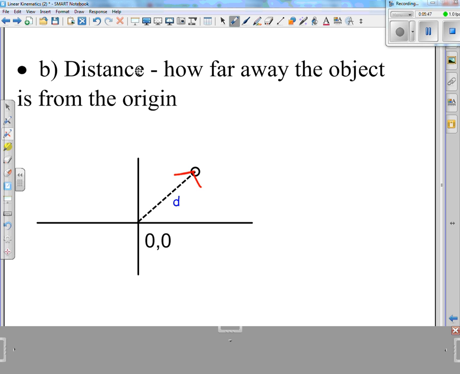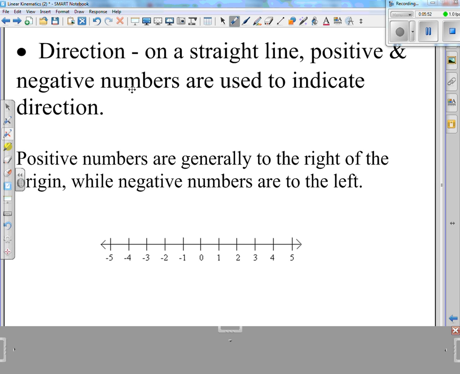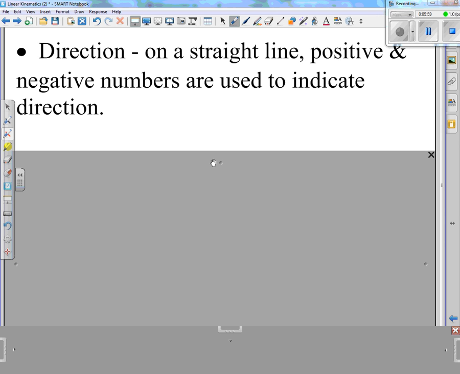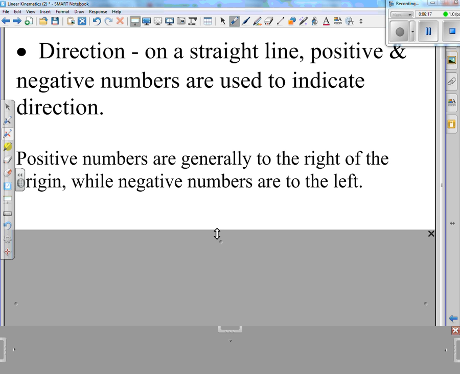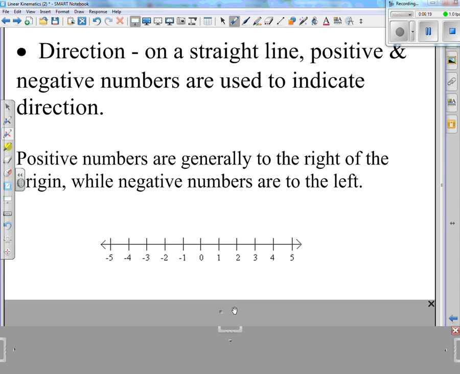And the last one, Jason? Direction. Right? In what direction are you? Now, generally, on a straight line, positive and negative numbers are used to indicate direction. Instead of right and left, or up and down, or east and west, we just use positive and negative, right? And it works nicely mathematically as well. And you should all know by now, positive numbers are to the right, negative numbers are to the left, right?